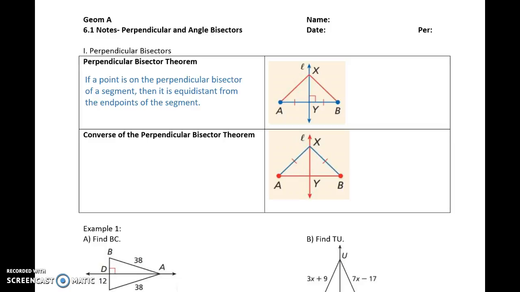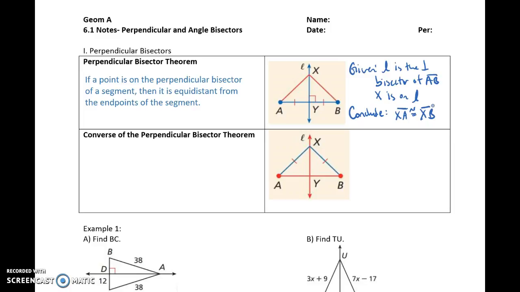What we need to see is that we are given that L is the perpendicular bisector of AB, and X is on that line L. Then we can conclude that XA is equal to XB, or rather that they're congruent. They're the same distance away. So that's your perpendicular bisector theorem.